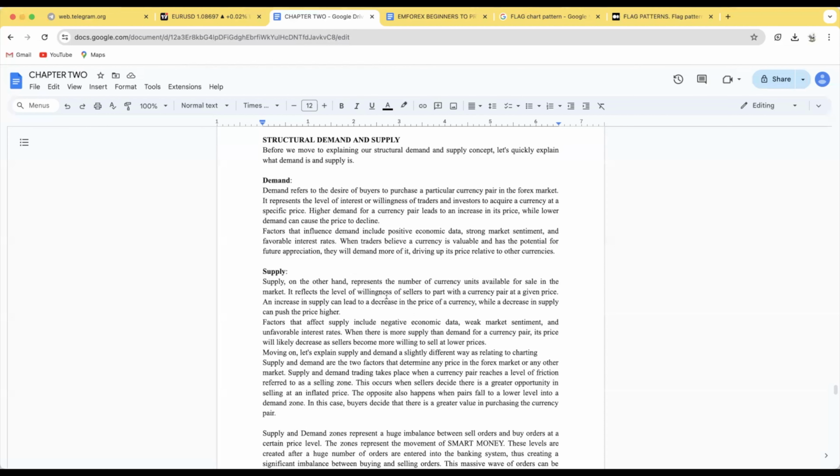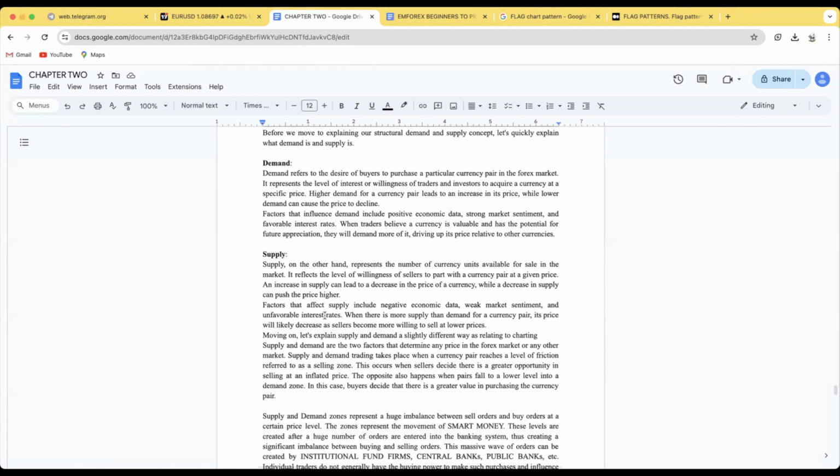It reflects the level of willingness of sellers to part with a currency pair at a given price. An increase in supply can lead to a decrease in the price of a currency, while a decrease in supply can push the price higher. Factors that affect supply include negative economic data, weak market sentiment, and unfavorable interest rates.